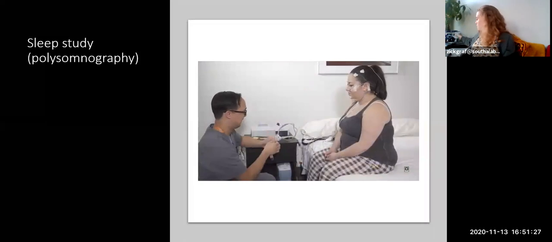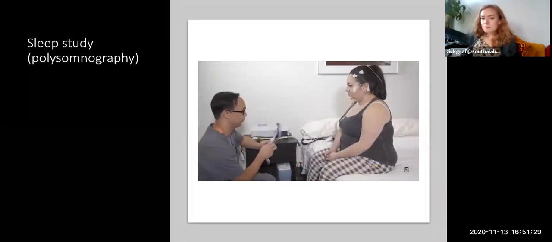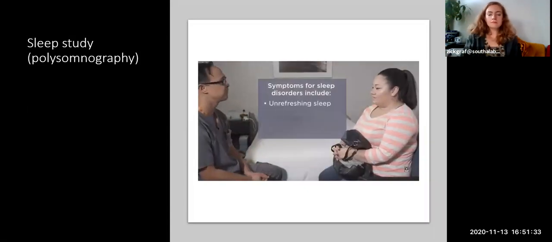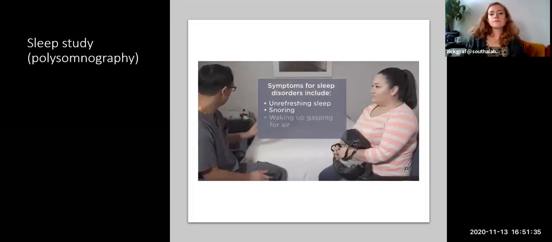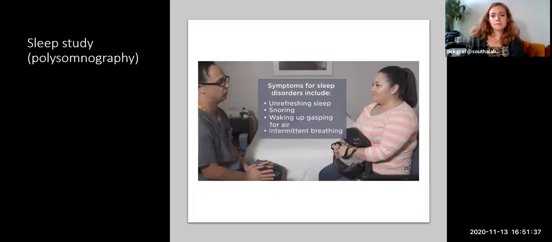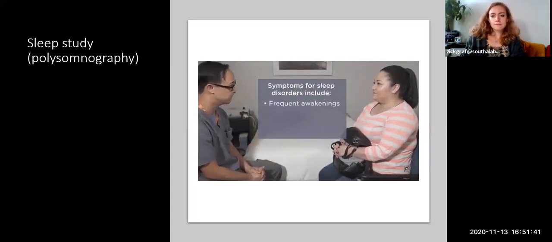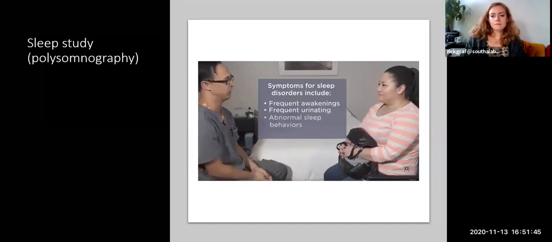It's a good idea to have a sleep study if you have symptoms of an untreated sleep disorder. Such symptoms may include unrefreshing sleep, snoring, waking up gasping for air, somebody noticing that you're stopping breathing at night, frequent awakenings, or having to urinate frequently at night, or if you're experiencing any abnormal behaviors during sleep.